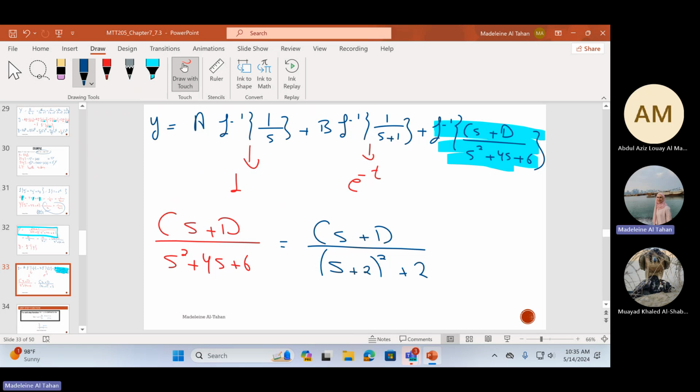So the s that is here, we need to separate it as s plus 2 minus 2. Why did I choose plus 2? Because down what do we have? If I have s minus 2 down, I will put s minus 2 plus 2. Okay, please think about this one. What will we get now? C into (s plus 2) minus 2C plus D over (s plus 2) squared plus 2. Do we agree?